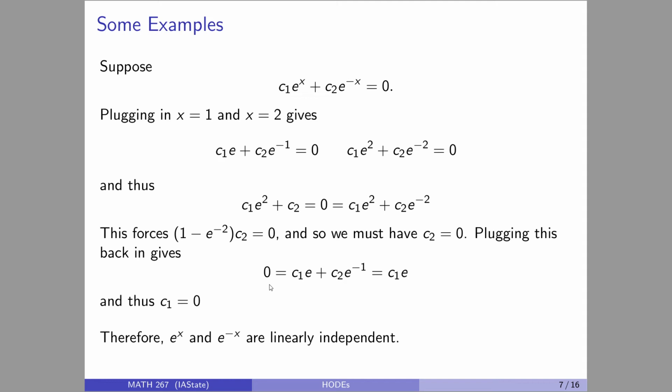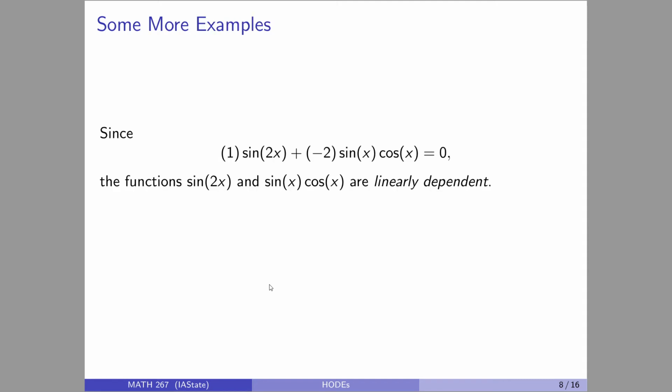So in other words, scaling and adding e to the x and e to the negative x together will always produce a new function. It's never going to give me redundant information unless I used trivial scalars. That's the idea. That's what we want. We want to be able to scale two functions and add them together to create a new solution, because that's how we are going to get the general solution to second order linear homogeneous differential equations.